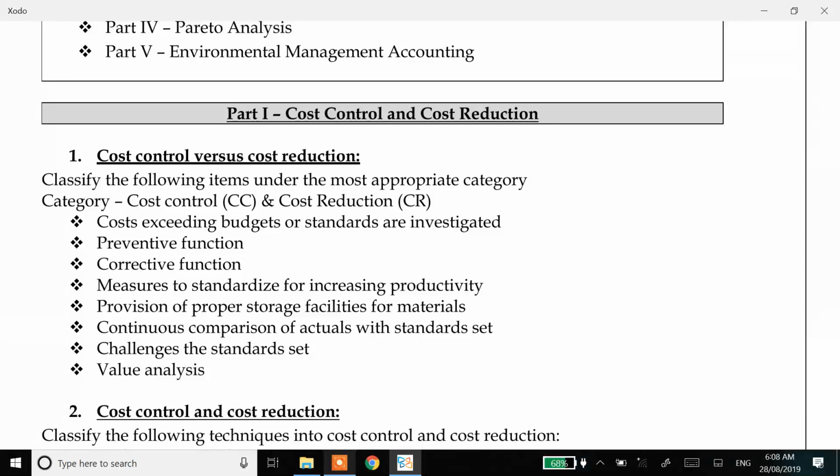Continuous comparison of actuals: cost control. Challenges the standard set: cost reduction does not agree to the standards. If you say 100 rupees, it will ask you why 100, why not 80, why not 60. Value analysis.